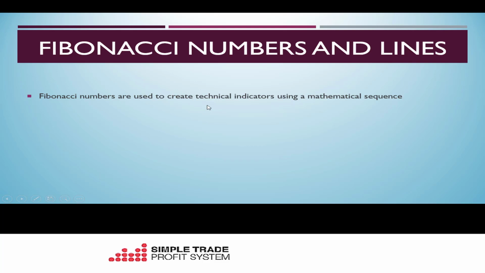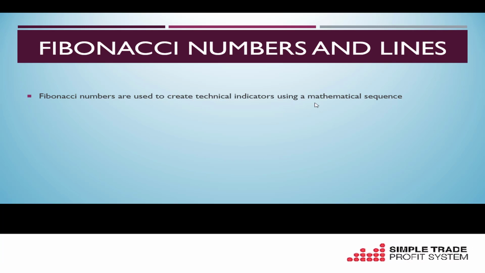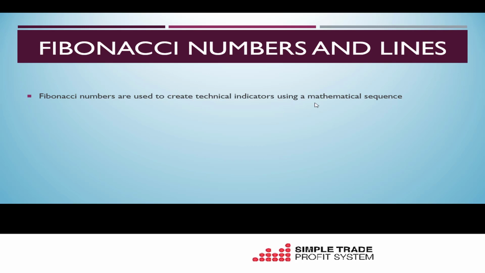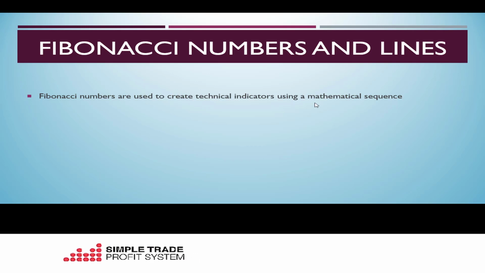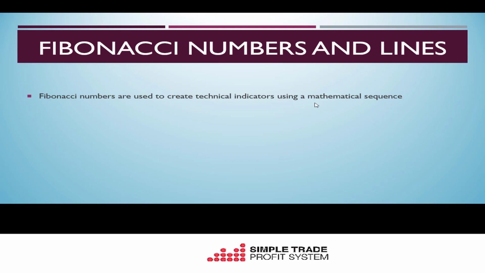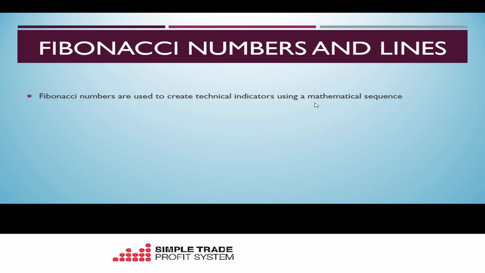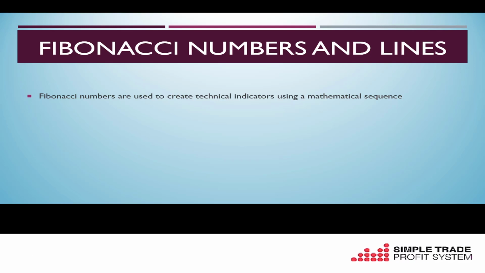Fibonacci numbers and lines. Fibonacci numbers are used to create technical indicators using a mathematical sequence. They are essentially a mathematical sequence, a ratio of numbers that shows up in our lives everywhere. It shows up in the genetic makeup of our body. It shows up in our DNA. It shows up in nature, like in the veins in a leaf or the petals of a flower. It's all over the place. It's in movies, it's in music, it's all over. It's really interesting.